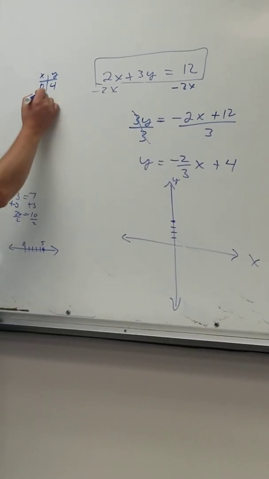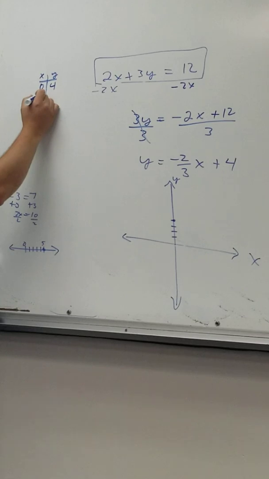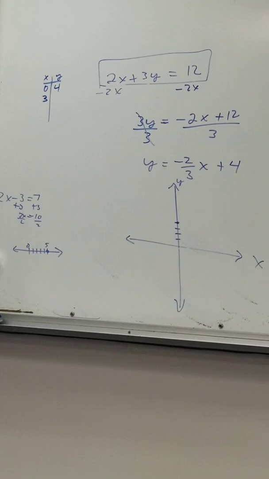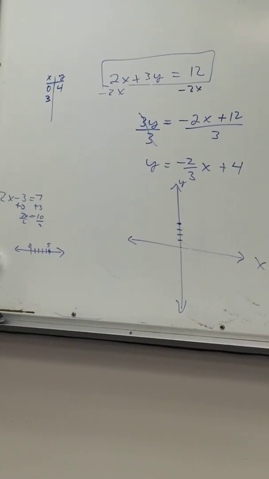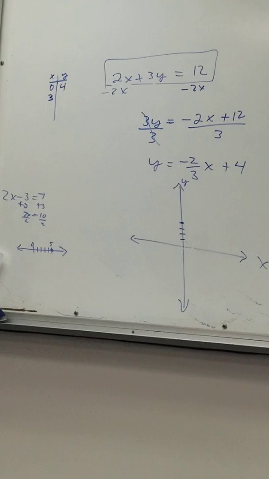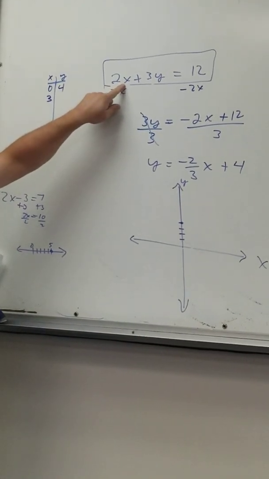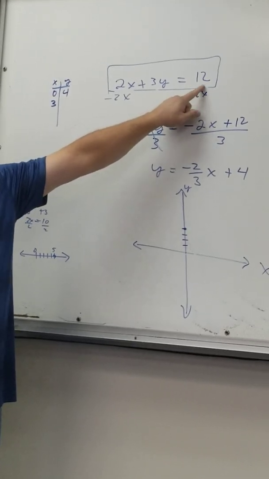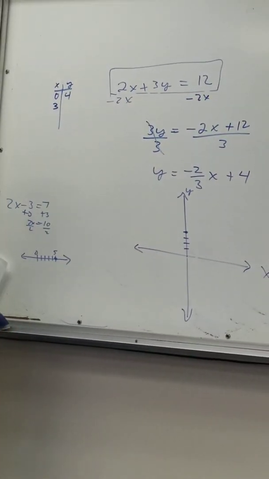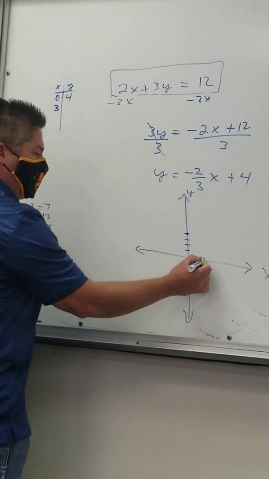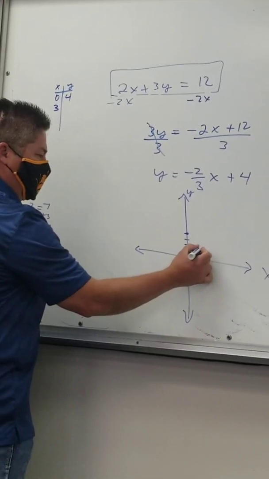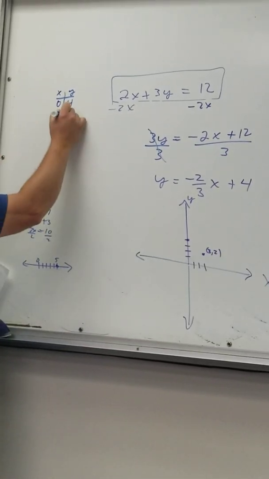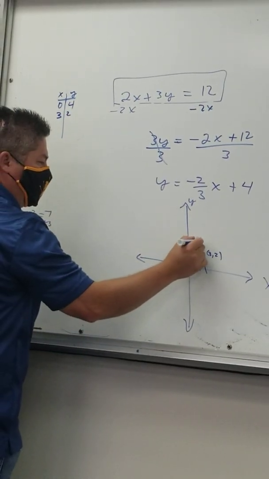Okay, let's try this one. Let's try 3 for x. What if I put in 3 for x? 3 times 2 would be 6. I'd have to subtract 6. What's 12 minus 6? 6. And then divide by 3. 2. So if I go over to 3, I should go up to what? 2. So this is the point 3, 2, coming from here. Okay, this is the point 0, 4.